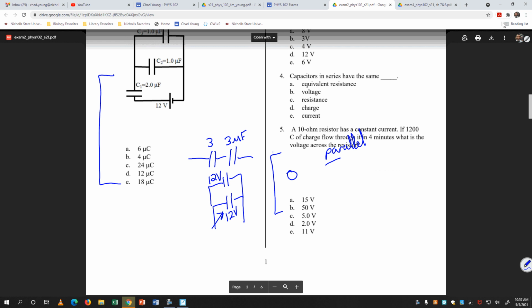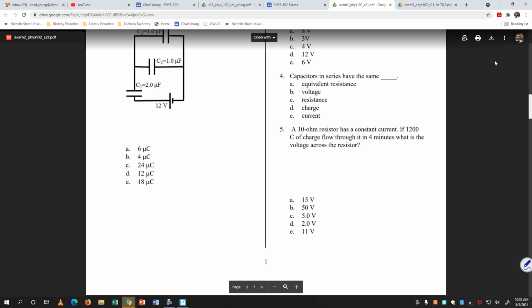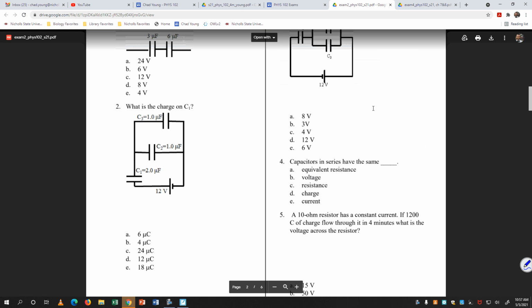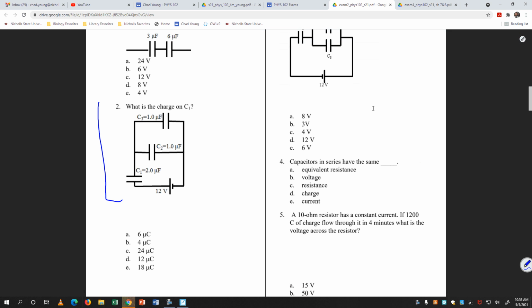Something like number 5, I would probably just take that and change some of the numbers. So maybe change this from 1200 to 1000, and change this from 4 minutes to 2 minutes, for example. I'm not saying I'm doing that, but that's sort of the process that I go through as I go through these tests. Number two, I'll probably give you a different circuit with different numbers, but it would be a similar difficulty type circuit. So for example, I could give you a circuit that looks like this.